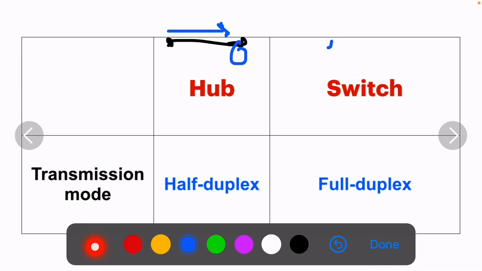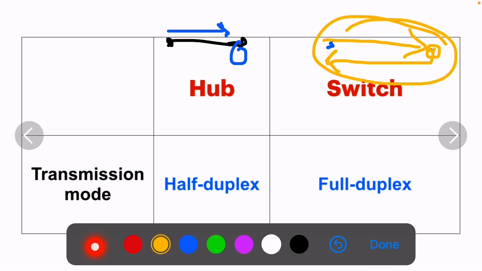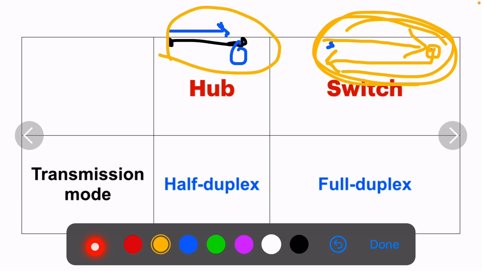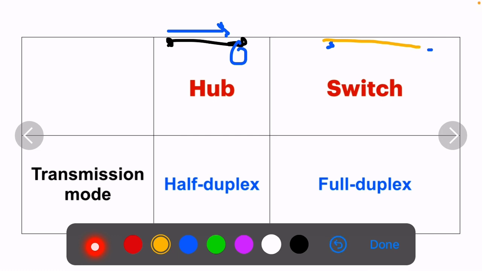But in a switch, if 2 devices are connected, then while one device is sending data to the other device, at the same time that other device can also send data to the first device. These 2 processes, sending and receiving at both sides, will happen simultaneously in the switch. But in a hub, it will not happen because at one time only one device can send or receive the data, okay. So this is called half duplex and full duplex. Hub is half duplex and switches use full duplex for transmission.